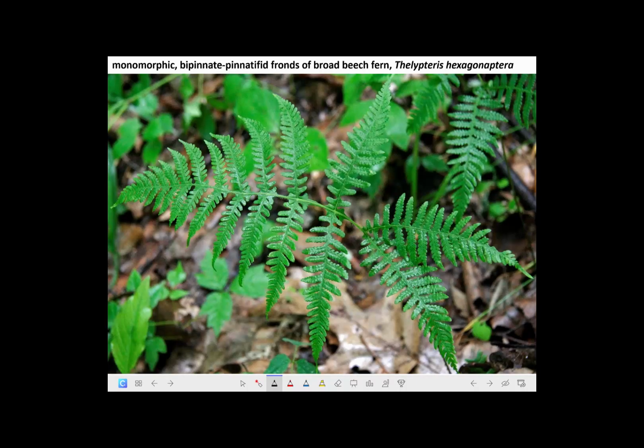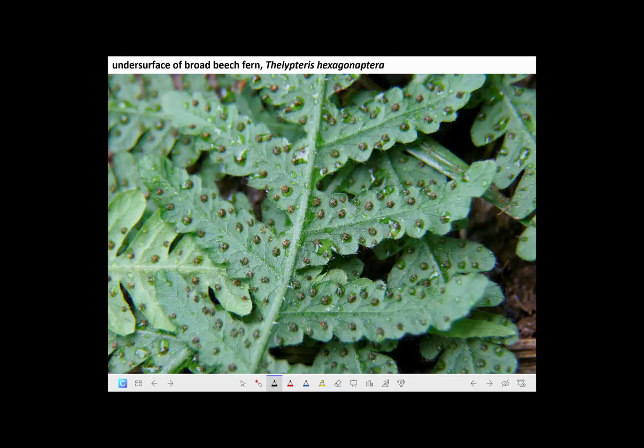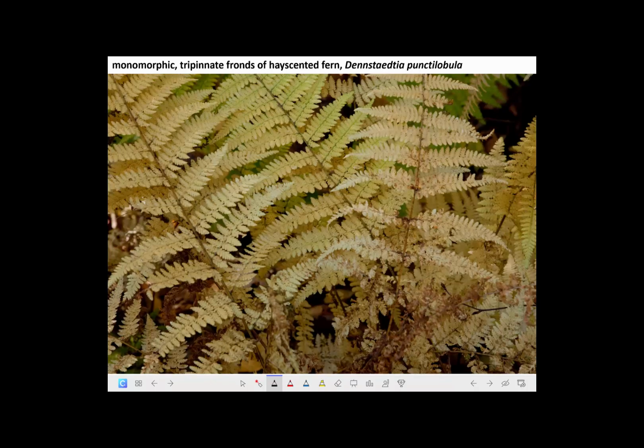Here's a plant that's got leaves that are divided into leaflets, and the leaflets are divided almost all the way into subleaflets, but not quite completely. And here's the undersurface showing sori, aggregations of sporangia on the undersurface of the leaves.